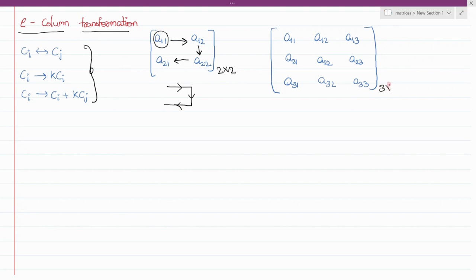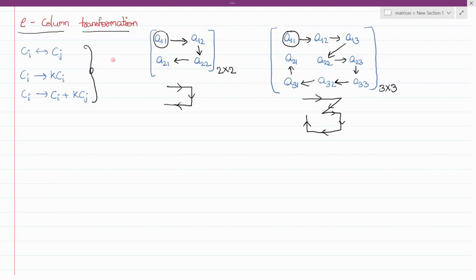And similarly for 3 cross 3, we also have a magic pattern to follow. First A11, next A12, next A13, but now it's A22, A23, A33, A32, A31, and last A21. So this is something kind of like this. This is the magic pattern we need to follow to find the A inverse of order 3 cross 3.